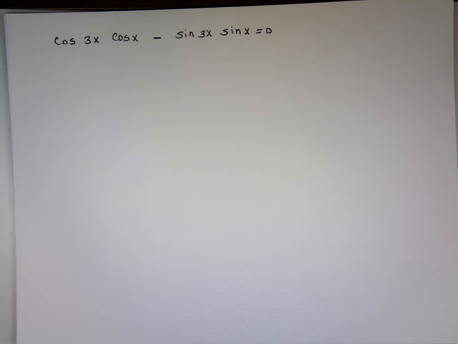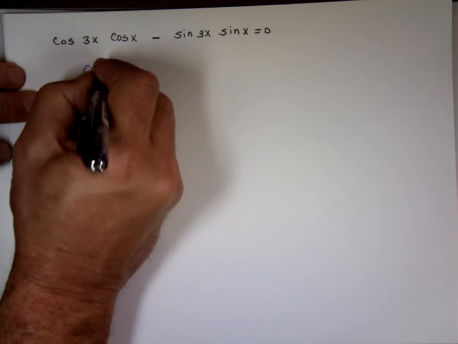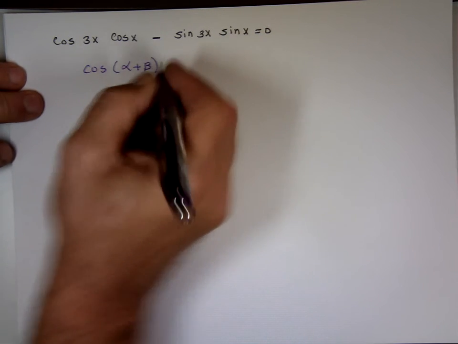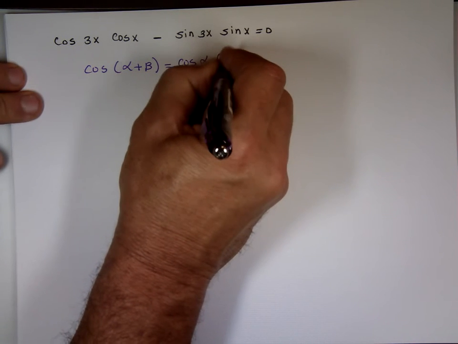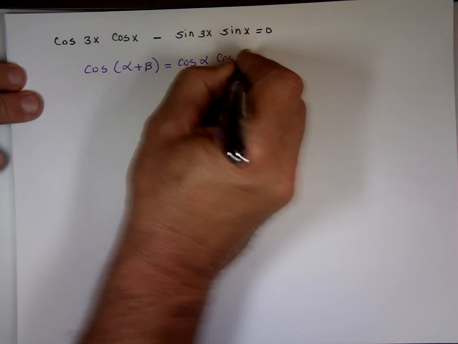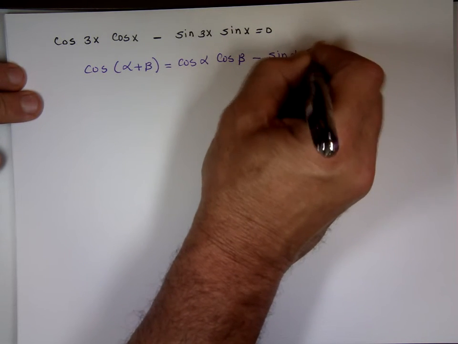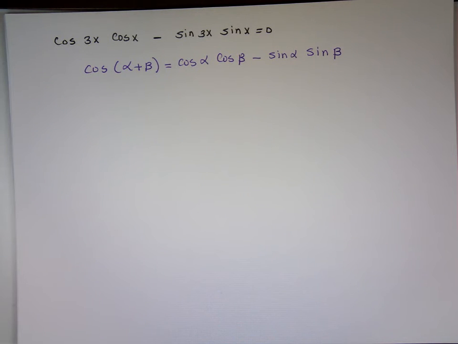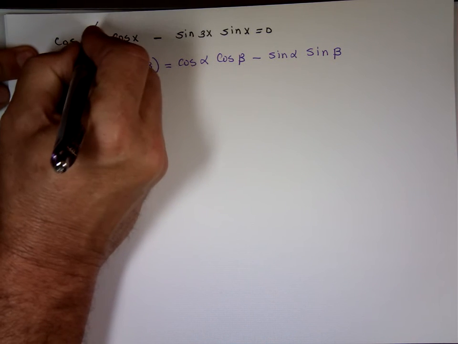Okay, so there's a trig identity that says cosine of alpha plus beta can be written as cosine alpha, cosine beta, minus sine of alpha, sine of beta. Should be cosine 3x plus. Yes, this is your alpha, and this is your beta.